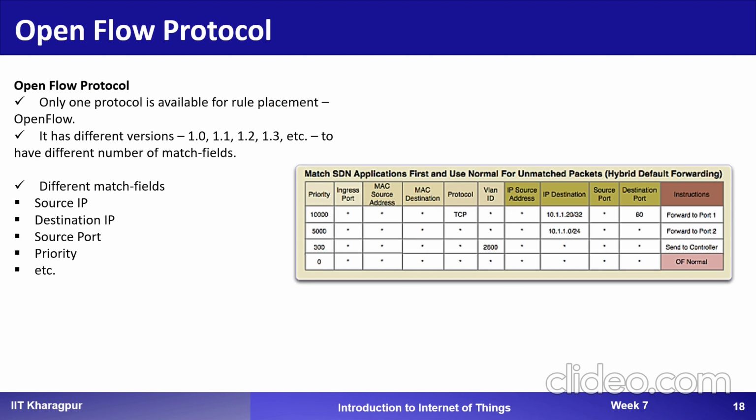Now the OpenFlow protocol. OpenFlow is a protocol which will decide which rule to place at your flow table and which not. It has different versions, that is 1.0, 1.1, 1.2, 1.3 and a number of others. The match fields of a flow table vary depending upon the version which you are using. Different match fields that can be used are your source IP, destination IP, source port, priority, destination port. So these fields depend upon the version which you are going to use.